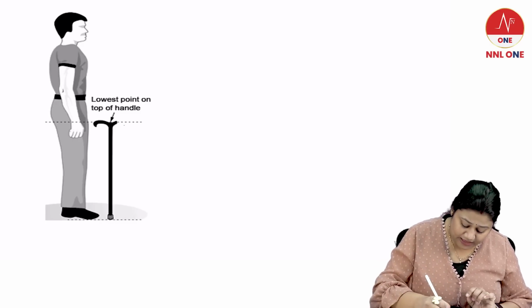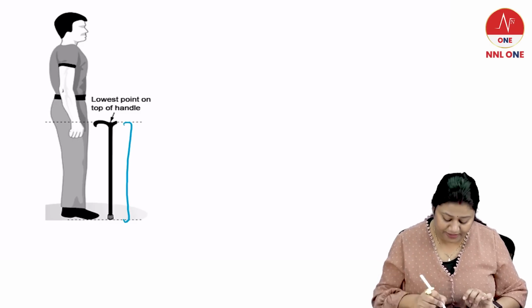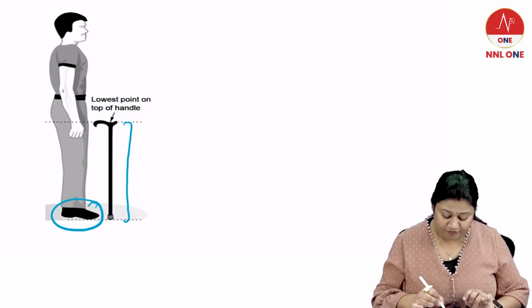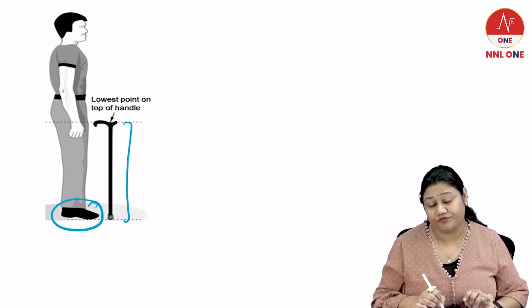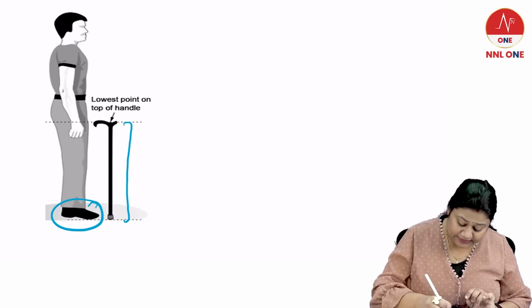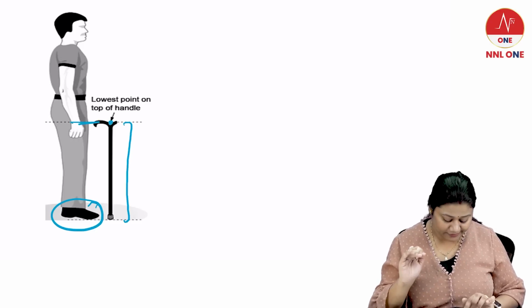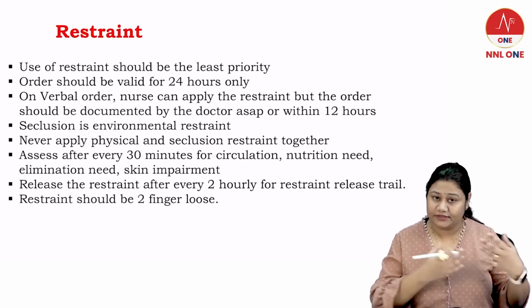Always remember the appropriate height of the cane. Make sure the patient is wearing shoes when you are measuring the appropriate height of the cane or crutch. Then this groove should be at the greater trochanter level, right? Okay, so these are done with the crutch.